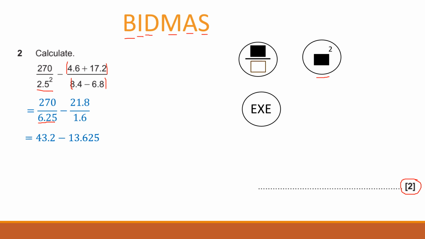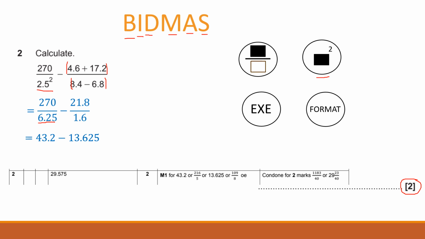And then to convert that to a decimal, you'll need to press the format button and then press the arrows to convert it to a decimal, or the SD button depending on which calculator you're using. If you type that in your calculator, you will end up with 29.575 for 2 marks. So here you can see in the mark scheme this is worth 2 marks.